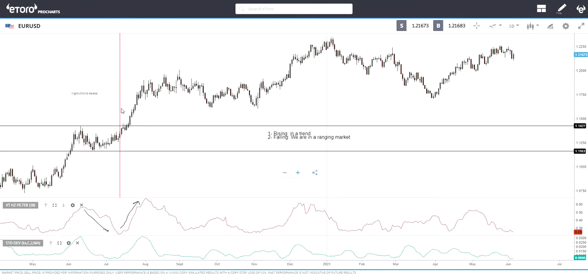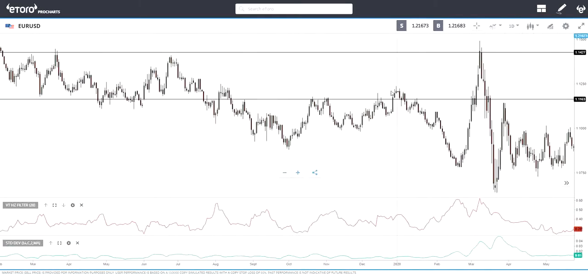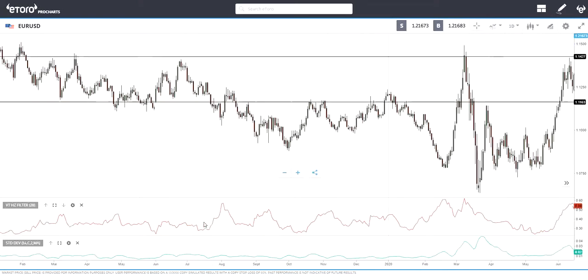The first one was rising, which means that we are in a trendy market. As I said, it doesn't matter if the trend is down. Like here, you can see the indicator is rising, but we are in a downtrend at the same time. So it means that we are in a trendy market, not in an uptrend. It just says that we are in a trendy market, and it doesn't matter which way. Okay.